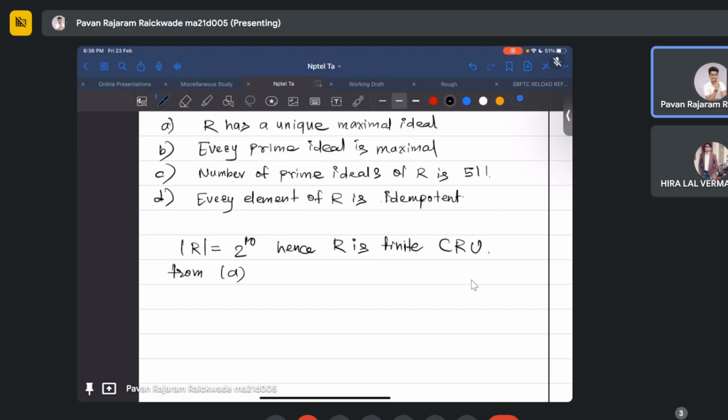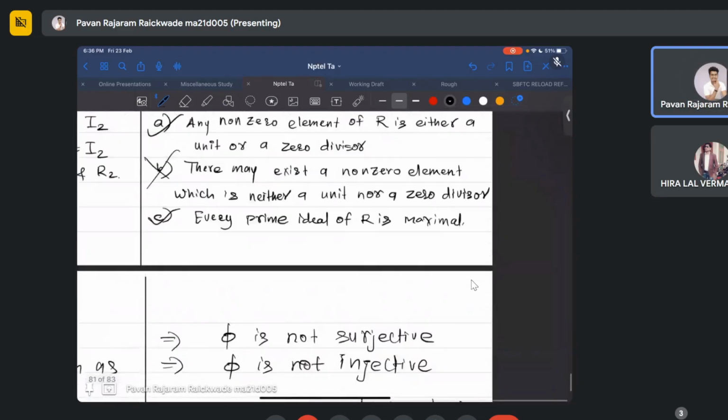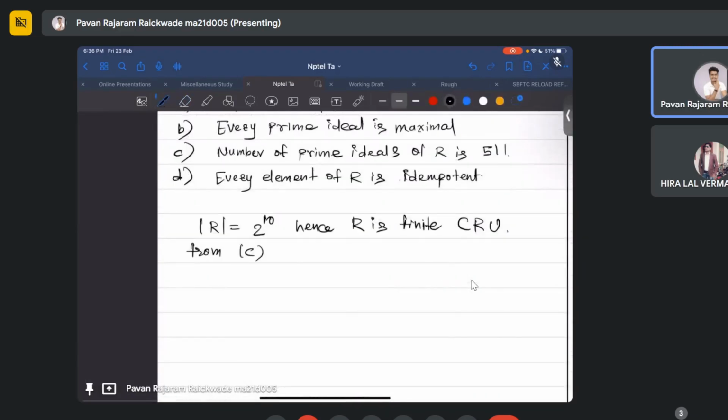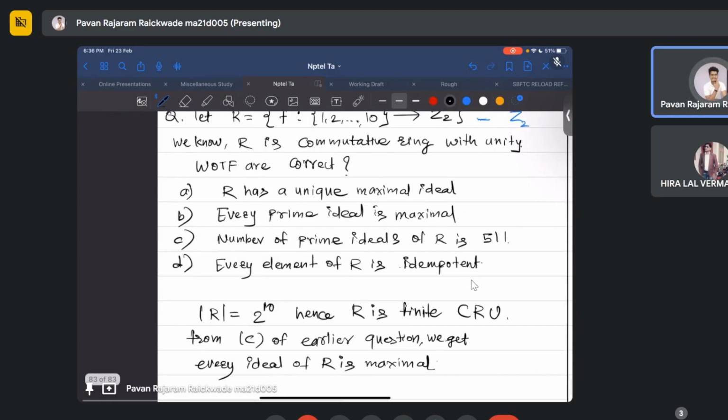Now from part C of the earlier question, every prime ideal of R is a maximal ideal. So which one is true right now? R has every, not every prime ideal.